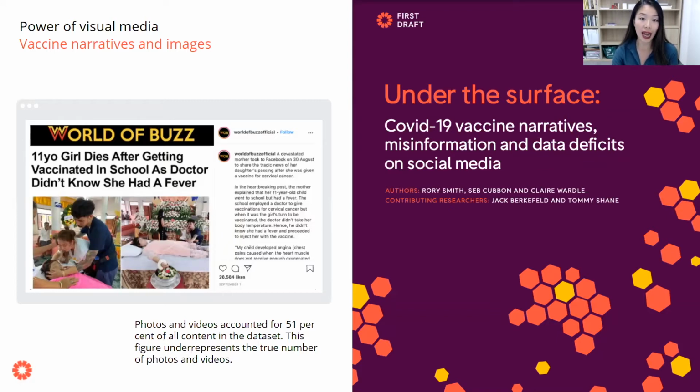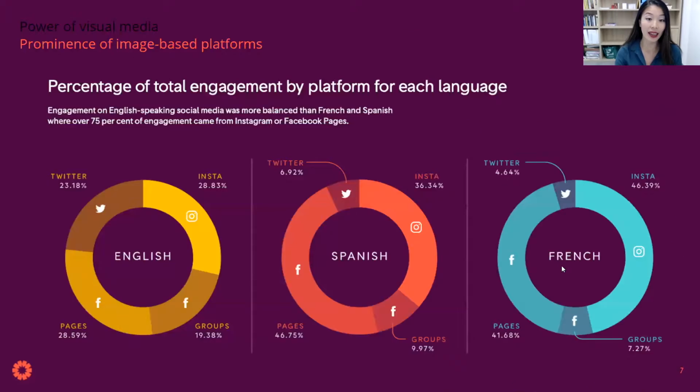And that figure actually underrepresents the true number of photos and videos, because if there were other kinds of media, for example, if there was a link that was attached to the social post, then it was categorized as a link and not as a photo or video. So at least half of all of the content that we looked at in this research was visual media, which is quite a lot. These charts here, these were also published in our research.